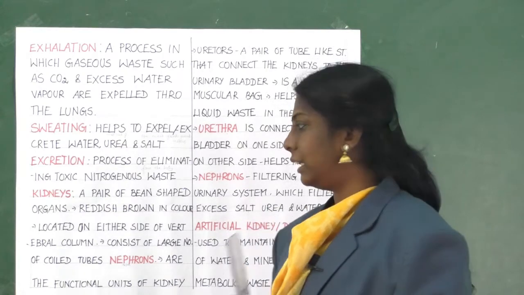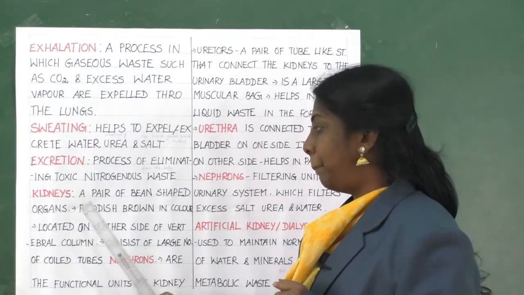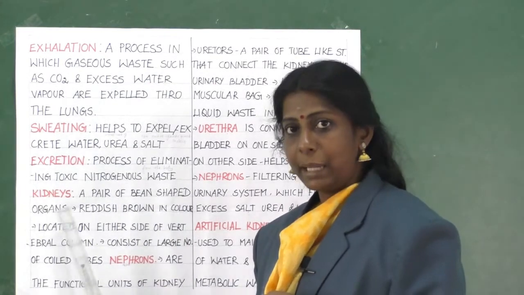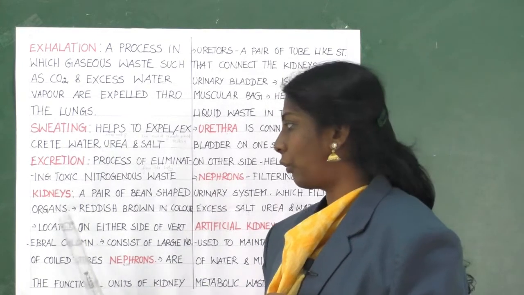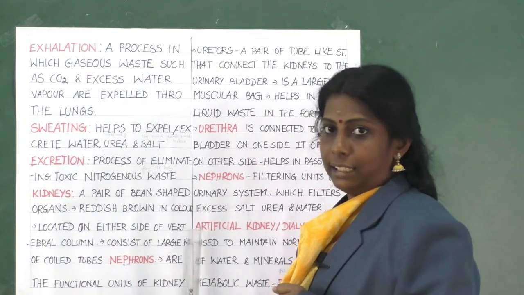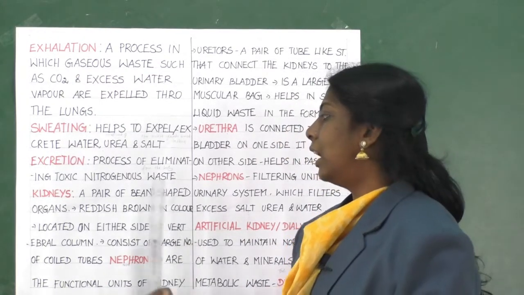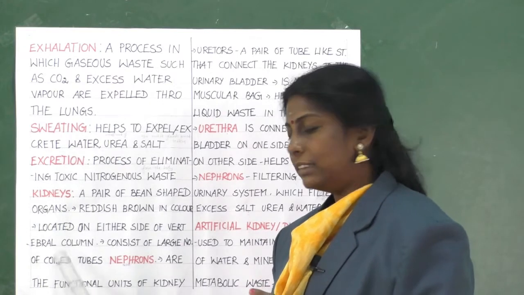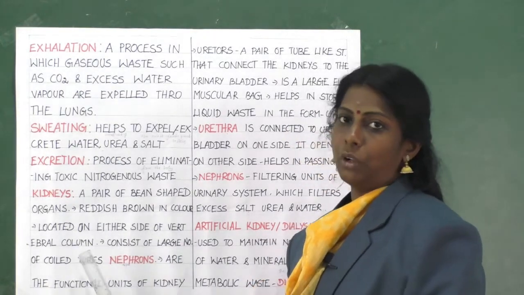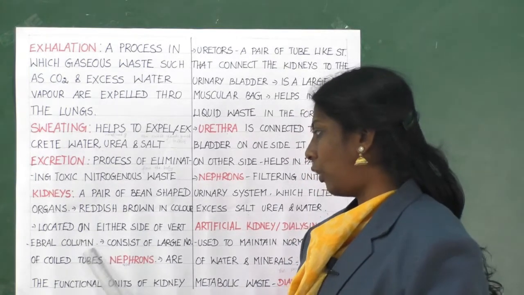Now, the next concept is about kidneys. What do you mean by this kidney? The structure of the kidney has a pair of bean-shaped organs, which are reddish brown in color. It is located on either side of the vertebral column.